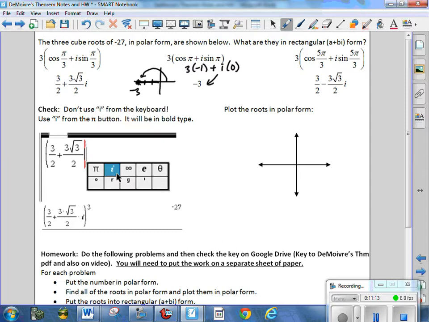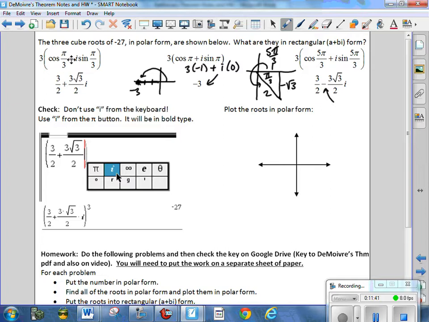If I look at the third one, I recognize that with 5 pi over 3, now I'm in the fourth quadrant. So 5 pi over 3 is going to do the same process as we did with pi over 3, because this is still going to be a 30, 60, 90 triangle. But instead, the square root of 3 part's going to be negative. So that's why we have a negative sign here. So that's putting them all into rectangular form.